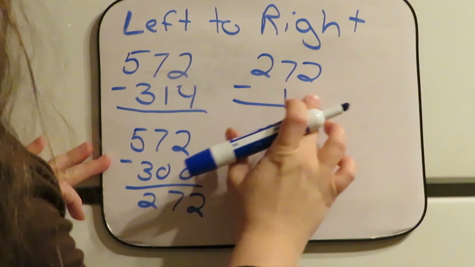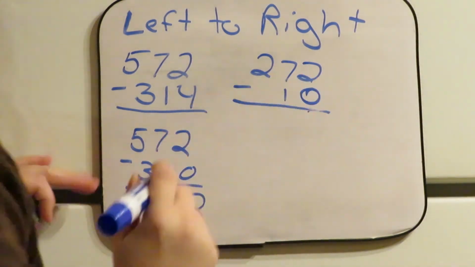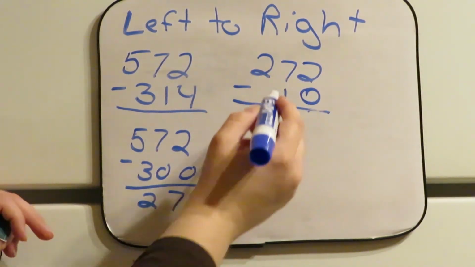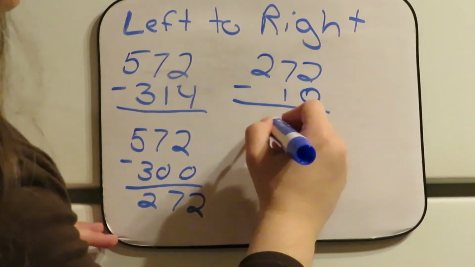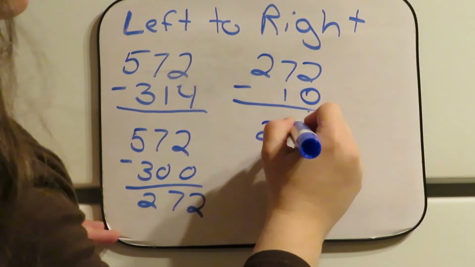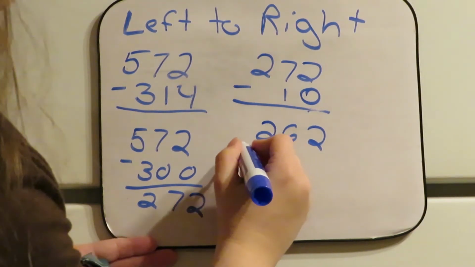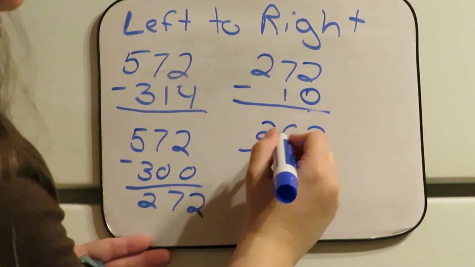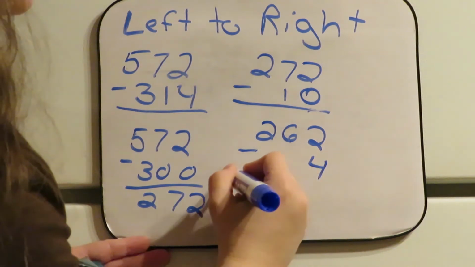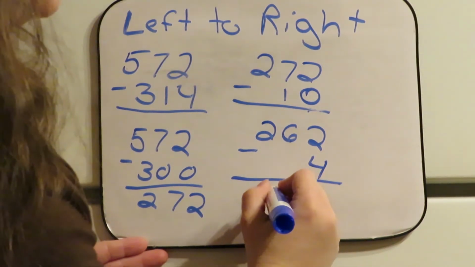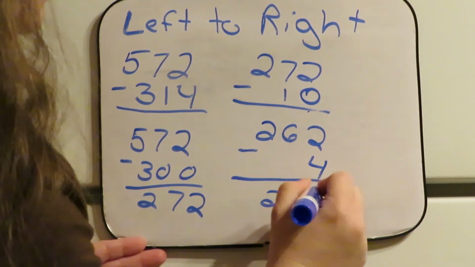We take 272 minus 10, which gives us 262. Now we take 262 minus 4, and we get 258.